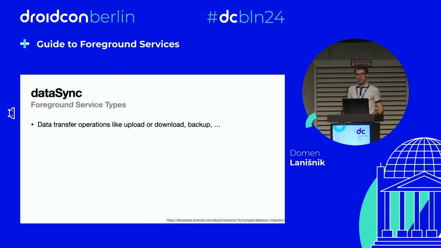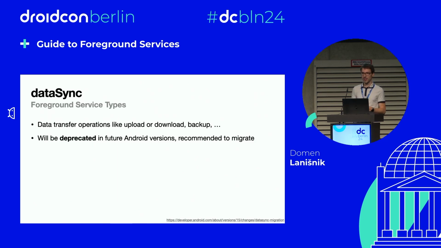Another one that was commonly used is data sync, which is for data transfer operations like uploading, backup, and so on. And this one is not officially deprecated, but the plan is to deprecate it in future Android versions. So if you're using this one, it's recommended that you migrate. And you can migrate to a new API that was introduced with Android 15, which is called user-initiated data transfer. This API is really similar to a foreground service. It's for transfer jobs to a remote server that are started by the user. It also shows a notification, and it can run for longer periods of time.